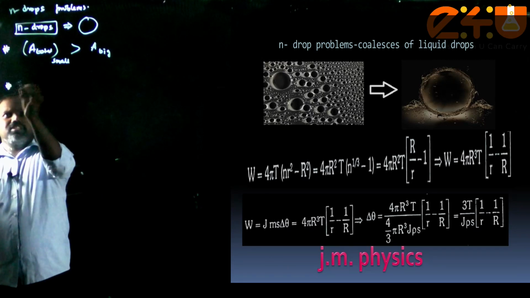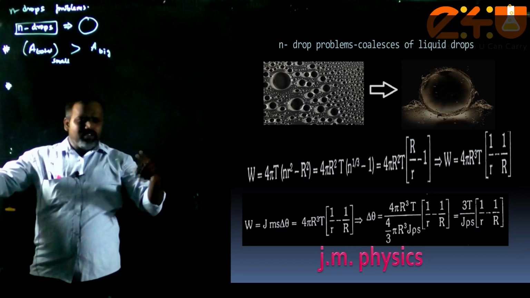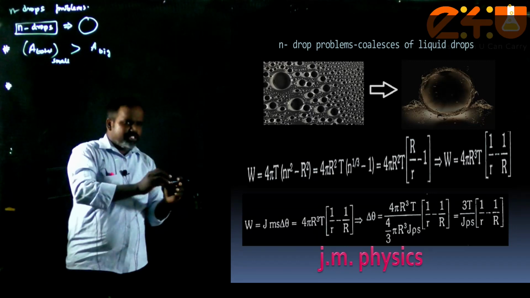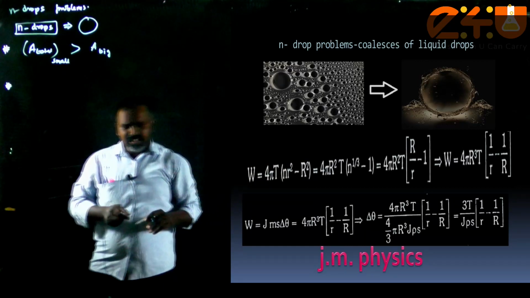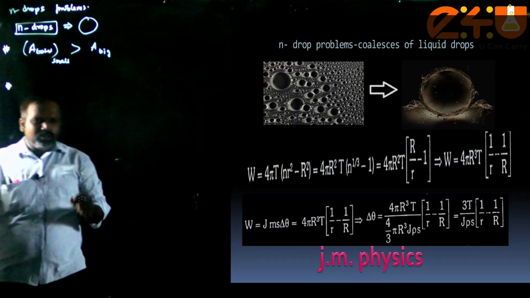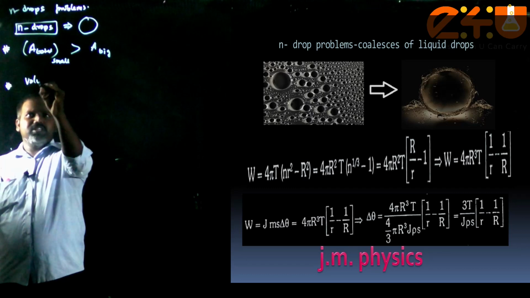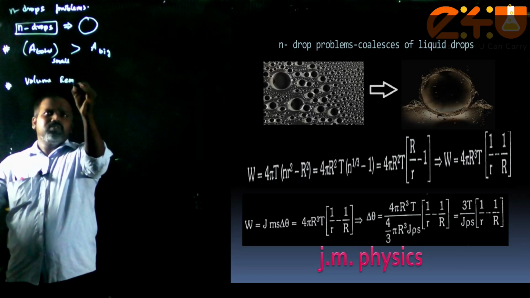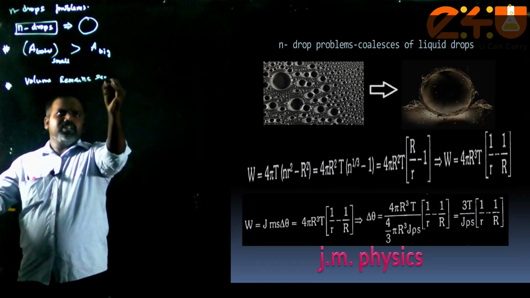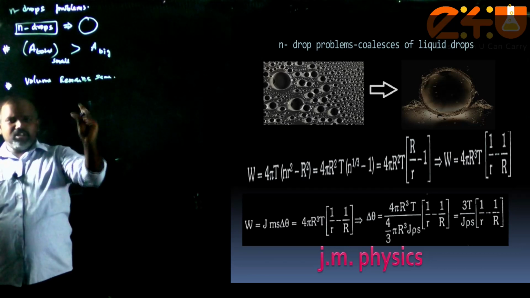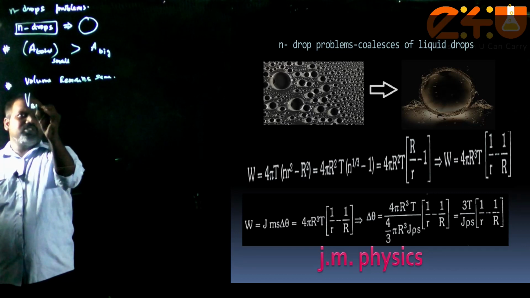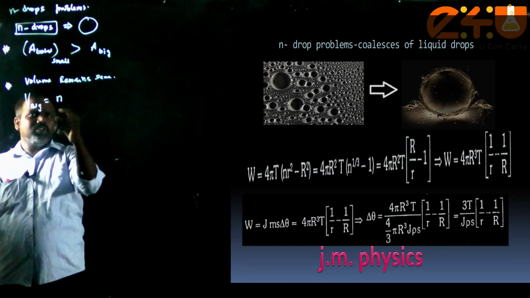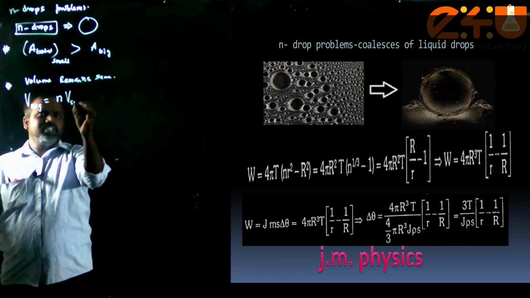That is the first point. And the second point is, whenever n drops are combined together to form a bigger one, or the bigger one is split into n identical smaller drops, the total volume of the liquid is constant. So the volume remains the same. Because of that reason, the volume of the big drop is equal to the total volume of the smaller drops, that is n into V small.